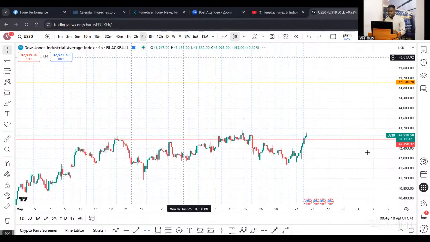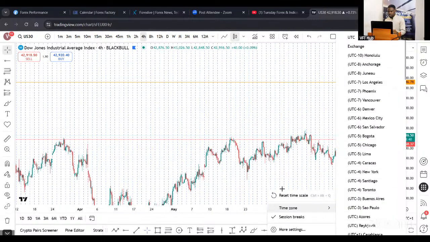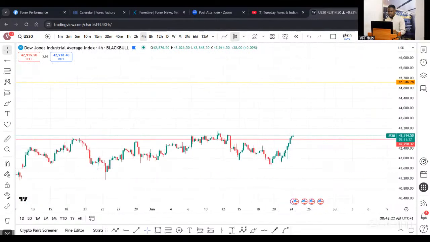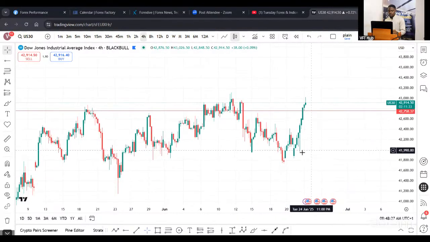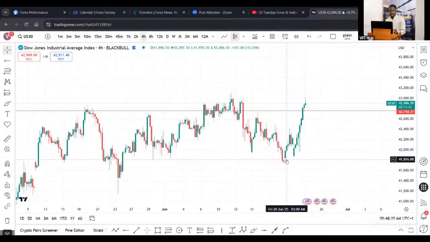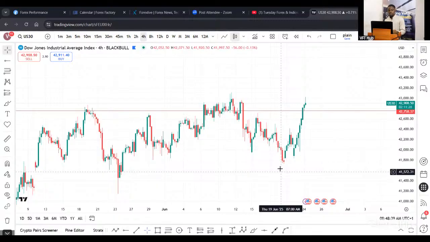On the 4-hour time frame, what are we seeing? Price is very, very bullish. If you didn't get to enter the trade from this zone, if you didn't catch this trade from the start, you most likely are not in the trade, because it has moved already.